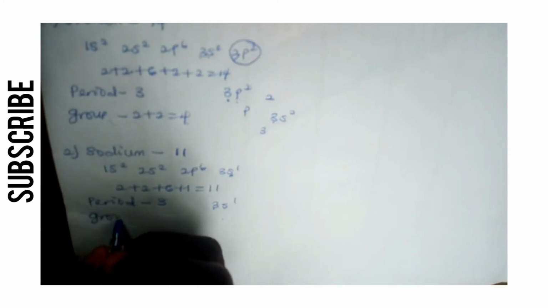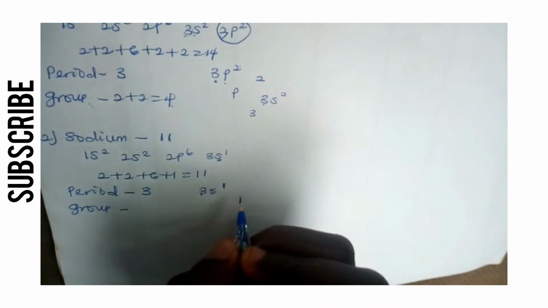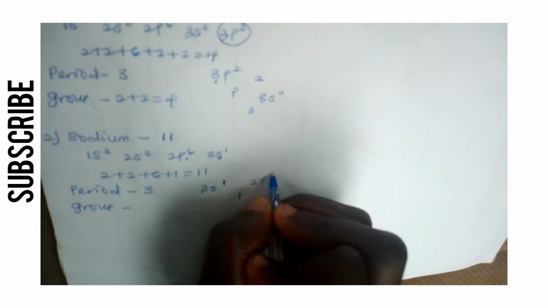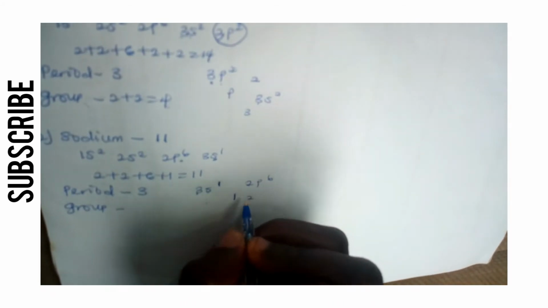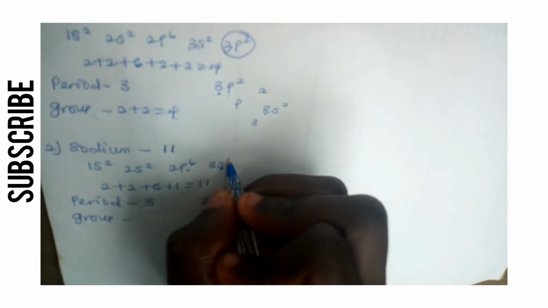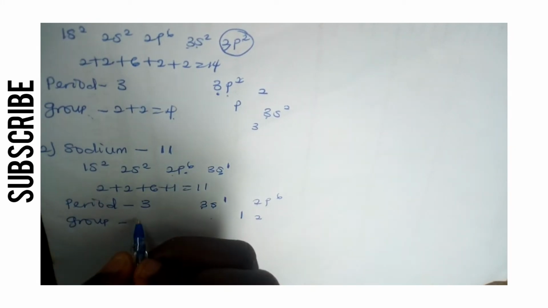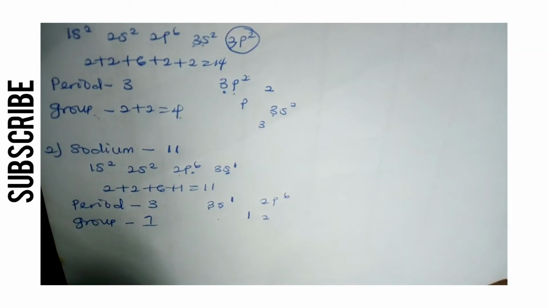To get the group, the power of the last orbital here is 1. But when you take a look at the preceding orbital, 2p6, the coefficient is 2. 2 and 3 are not the same. Therefore, you have to take the power of the last orbital as the group sodium belongs to in the periodic table. Therefore, sodium belongs to group 1 in the periodic table.